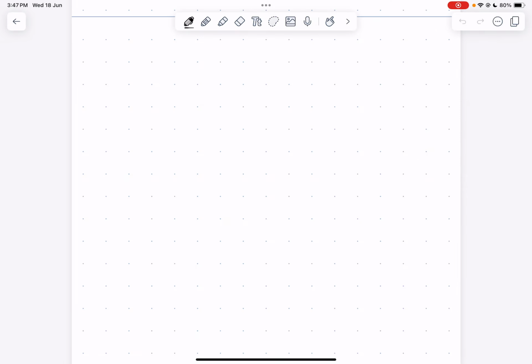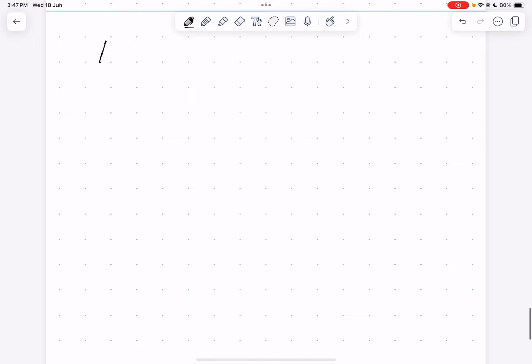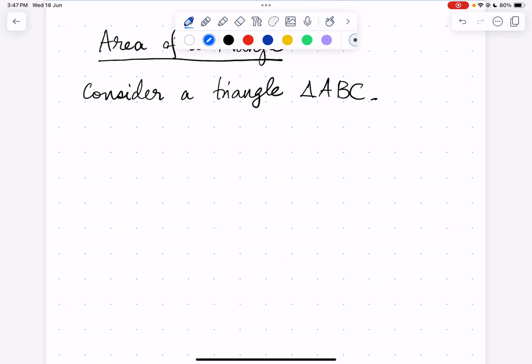Okay, let's continue. We'll study the area of a triangle. So, consider a triangle ABC. We can ask what is the area of the triangle?